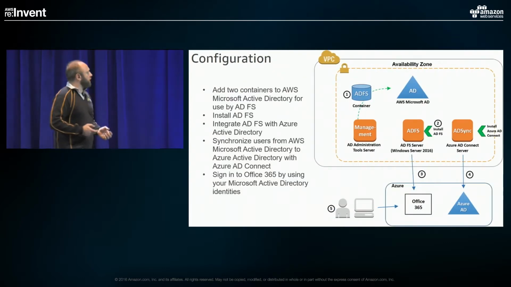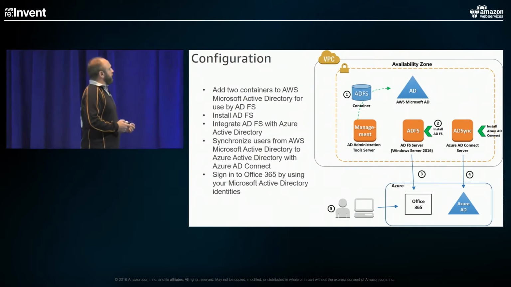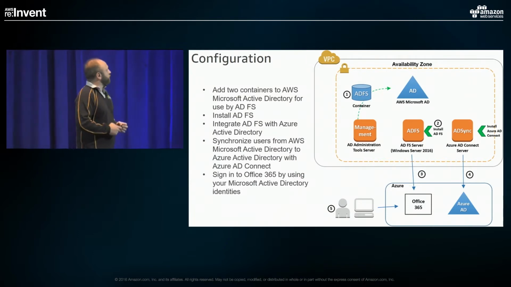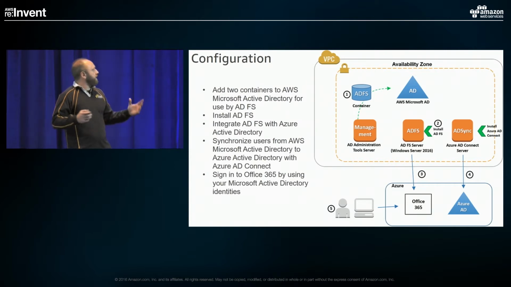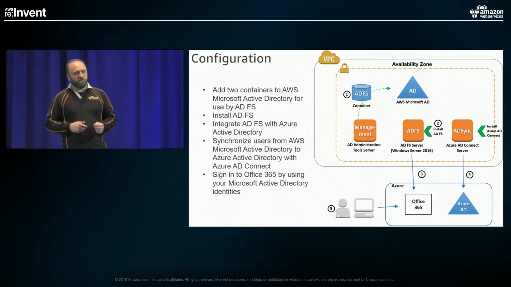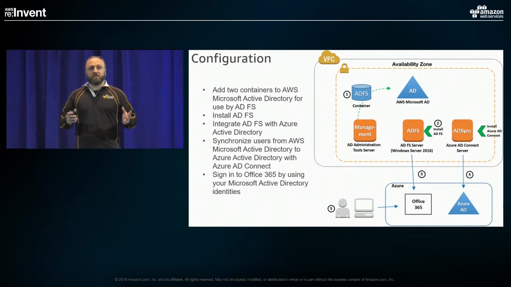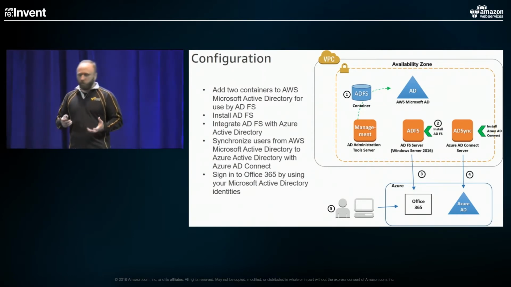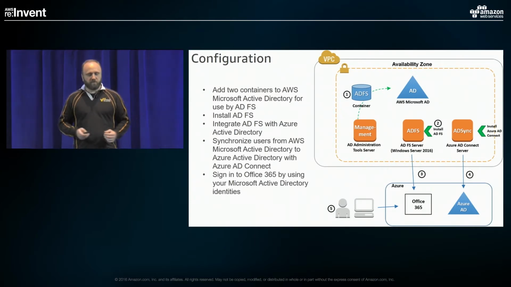So what does that configuration look like? You would basically add 2 containers to AWS Microsoft Active Directory for use by ADFS. Deploy ADFS integrated with Azure Active Directory, synchronize users using your Azure AD Connect, and voila, you can sign in using Office 365 to your workloads on AWS. Massive thing, awesome thing. You can federate also directly to manage our services and a whole bunch of other things. This has been a winner with a lot of our customers that are still on the fence between the two.